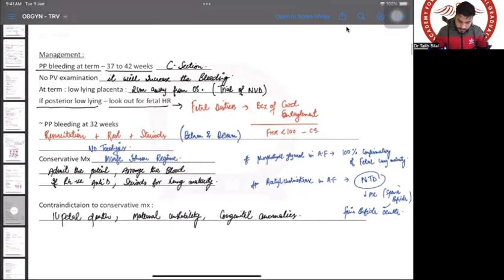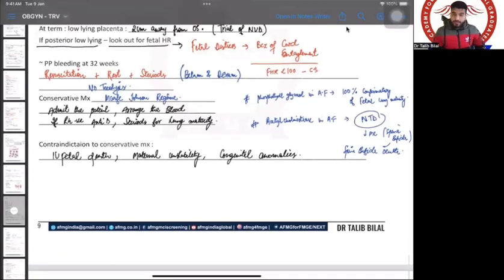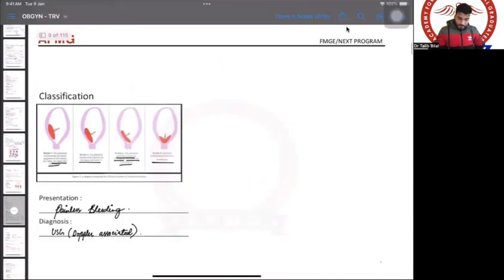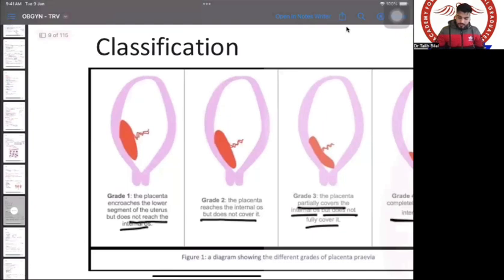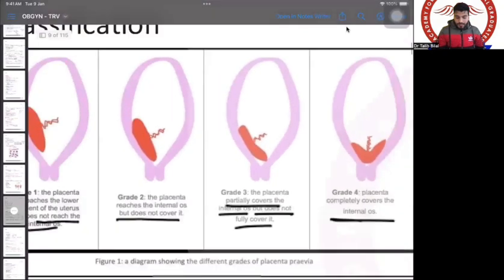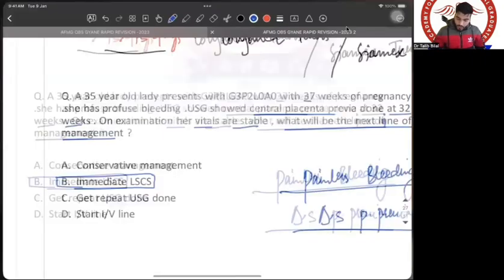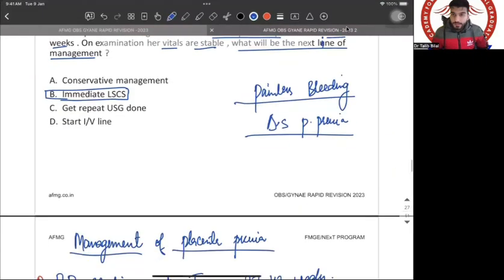Let's see. So if placenta previa bleeding at term, you'll go with the cesarean section and no PV examination because it will increase the bleeding, guys. If at 32 weeks, you will go with the McFadyen-Johnson regime. If at term, you will go with the cesarean section. Okay, this is grade 1 placenta previa, guys. It's grade 2. This is a low-lying placenta, 2 centimeter away from the os. I've already discussed that.